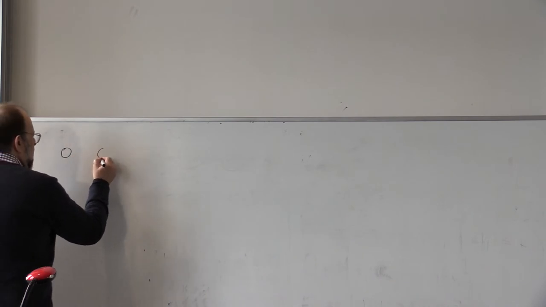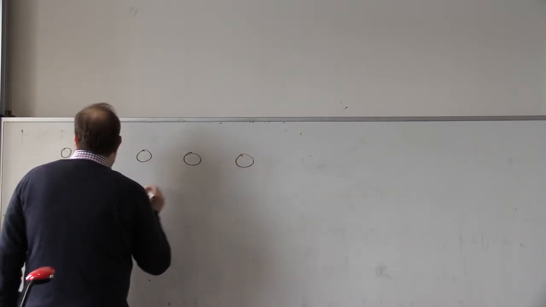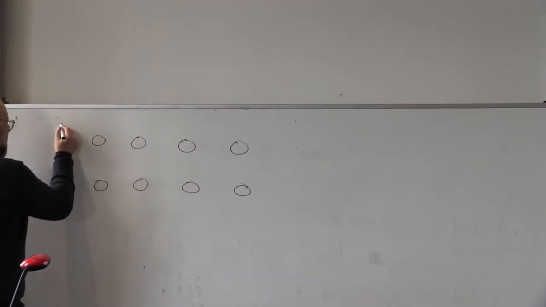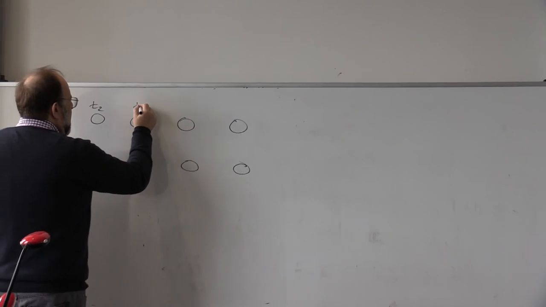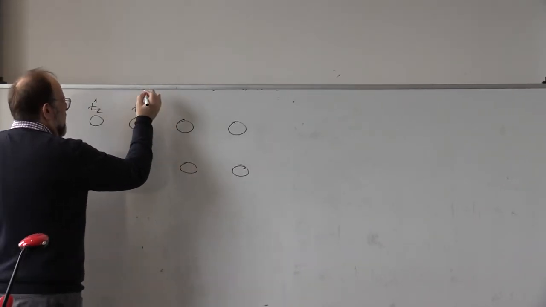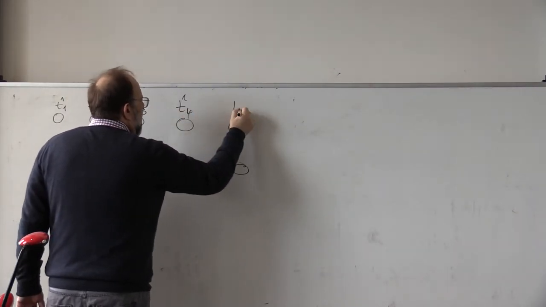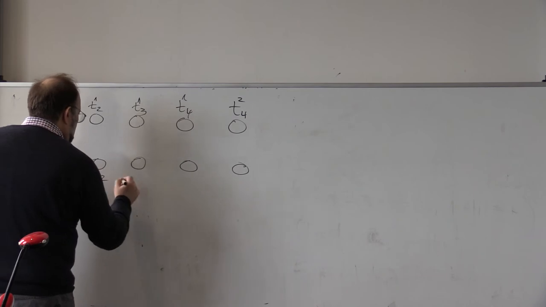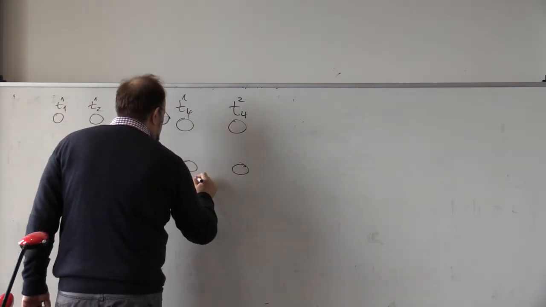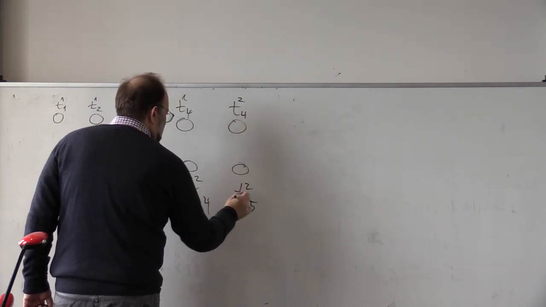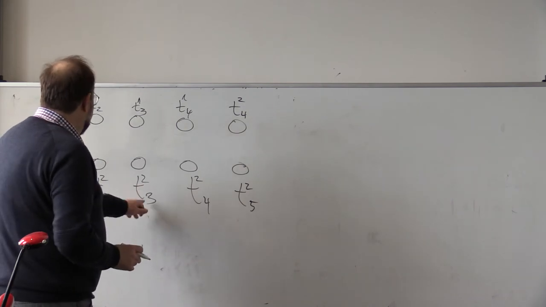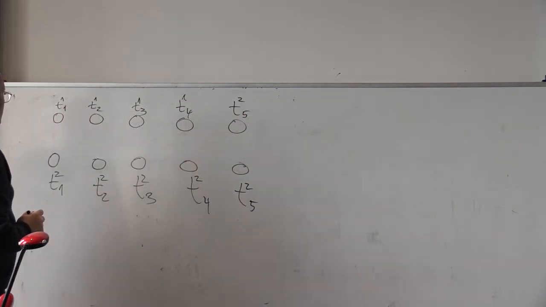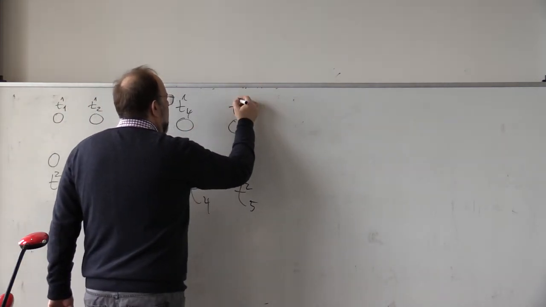You have two assembly lines with a bunch of workstations, and you have times T1, T2, T3, and let's put upper index 1 because it's on the first line, T4,1, and so on, and on the second line T1,2, T2,2, T3,2, T4,2. Oops, this should be 5. Sorry, thank you.